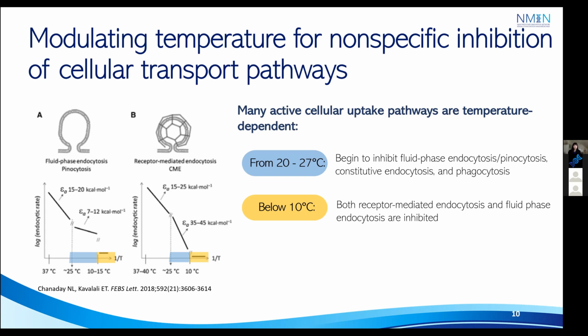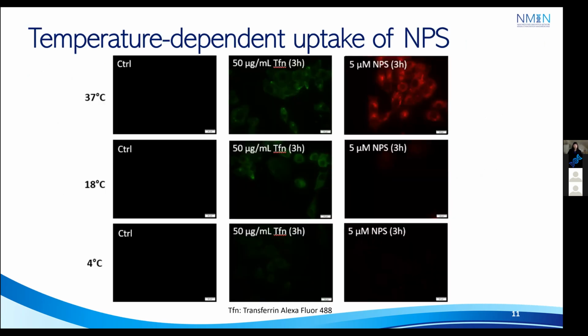And at this point, both receptor-mediated endocytosis and fluid phase endocytosis are inhibited. Here you can see fluorescence images of KB cells incubated for 3 hours at various temperature conditions with NPS or with transferrin, which is used as a control, as it's known to be uptaken via receptor-mediated endocytosis. A comparison of the fluorescence signal between the three temperature conditions shows that the uptake of NPS is reduced at 18 degrees Celsius, where very little fluorescence signal can be seen.